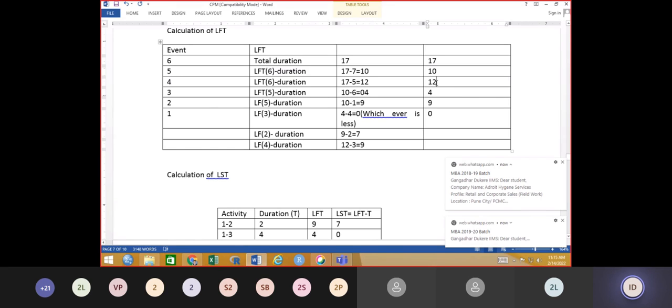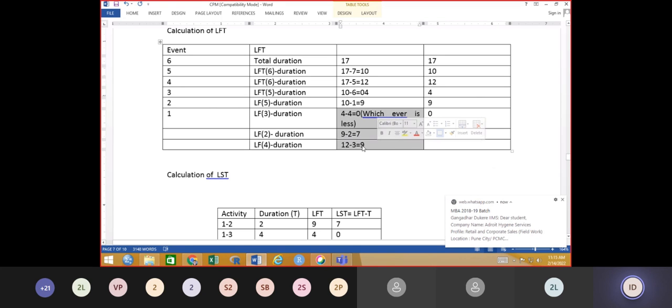17 minus 5 is 12, 10 minus 6 is 4, 10 minus 1 is 9. Just now we calculated. Now here again similarly the 4 minus 4 is 0 has to be considered. There are other answers but that we are not going to consider here. So 9 minus 2 is 7 and 12 minus 3 is 9. But whichever is less only is considered. So that is what the LFT calculations are.